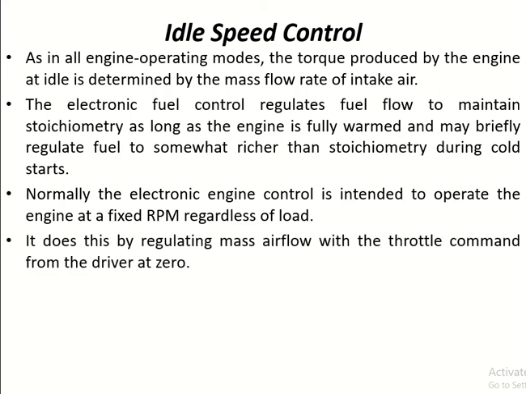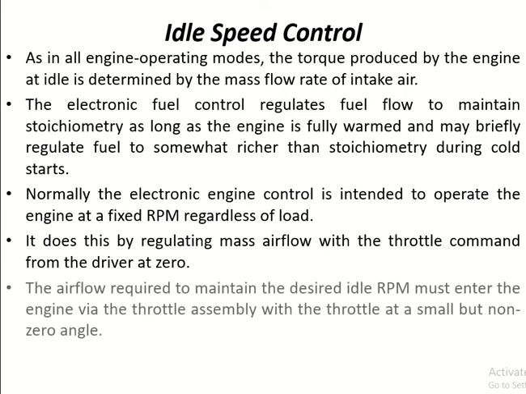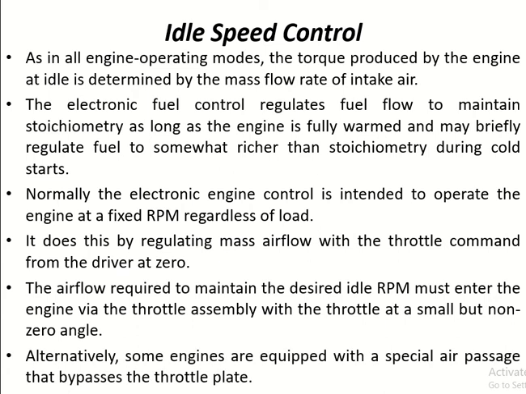It does this by regulating mass airflow with the throttle command from the driver at 0. The airflow required to maintain the desired idle RPM must enter the engine via the throttle assembly with the throttle at a small but non-zero angle. Alternatively, some engines are equipped with a special air passage that bypasses the throttle plate.